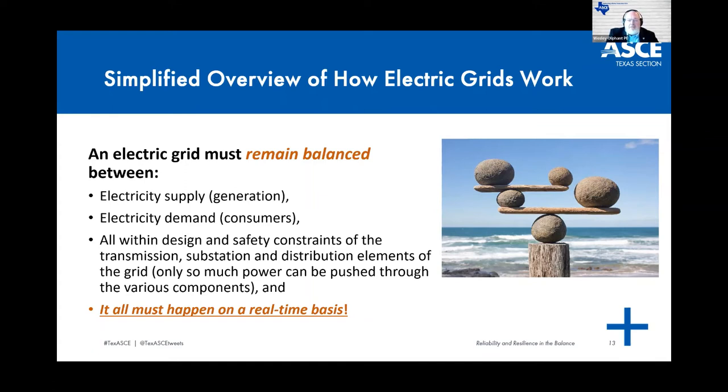And that is what really began to happen on the early morning of February 15, 2021. Too much demand, not enough supply. We can talk about why the supply didn't happen, but that's what happened. And we started to run into frequency variation. Only so much frequency variation can occur before design and safety constraints of the grid begin to kick in to avoid catastrophic equipment damage to the various components of the grid.